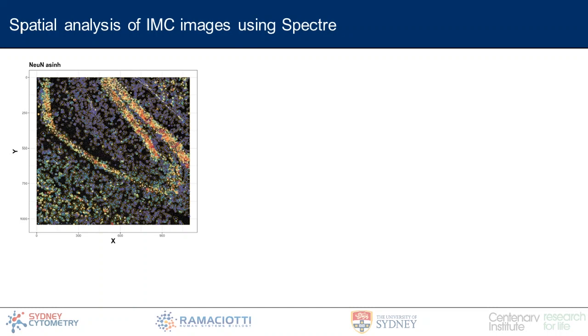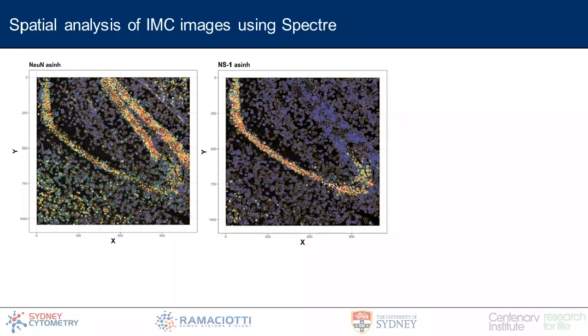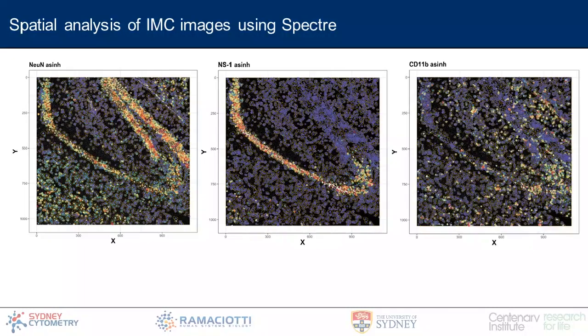So we can see this long stretch of neurons along the hippocampus here. We can then also look at the presence of cells that have viral infection, staining for NS1, so this long stretch of neurons, and then cells that are infiltrating that express CD11b, so these infiltrating myeloid cells.